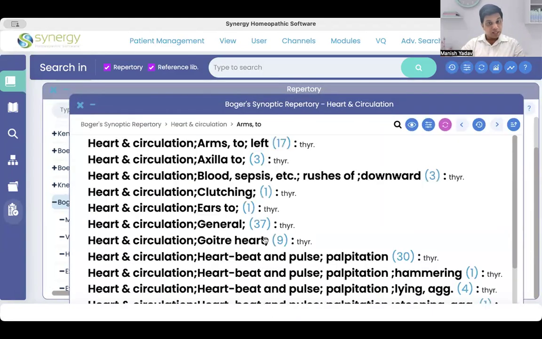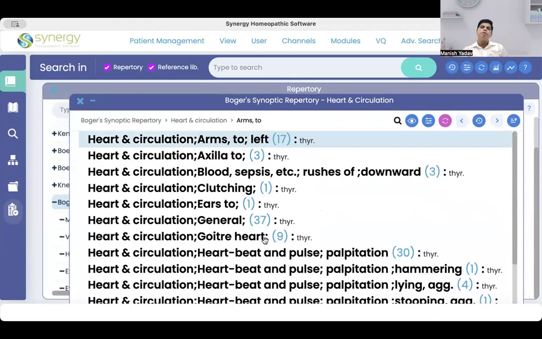Now, when you open heart, see so many symptoms are there. Heart circulation, arms to left, to axilla, blood rushes down. Again, you see blood rushes downward. So remember this, I think there are very few remedies where blood rushes downward. Majorly, we see all the arterial blood goes upwards. So in a case of sepsis, the feeling can be that blood is rushing downwards.